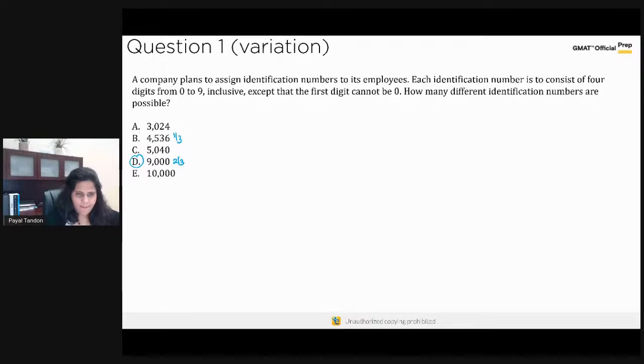A company plans to assign identification numbers to its employees. Each ID number is to consist of 4 digits from 0 to 9, inclusive. So there are going to be 4 digits here from 0 to 9. What is my sample over here? 0 to 9, inclusive. So 0 is inclusive, 9 is also included in the list, which means a total of 10 elements that I can select from. Except that I have a constraint over here: the first digit cannot be 0, which means for the first digit, my options are 9 only, because 0 is not possible over here, right?